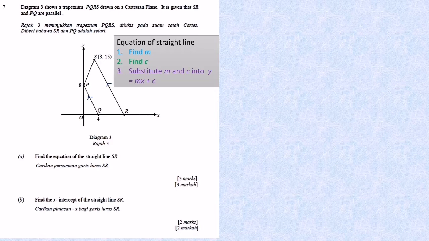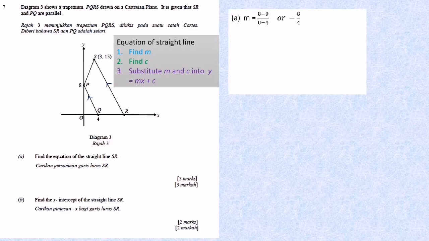Step 1, find the gradient. Step 2, find the y-intercept. Step 3, write the equation y equals mx plus c. Okay, first we need to find the gradient of SR. Gradient of SR is equal to gradient of PQ because these two lines are parallel. So gradient of PQ equals negative (0 minus 8) over (0 minus 4).